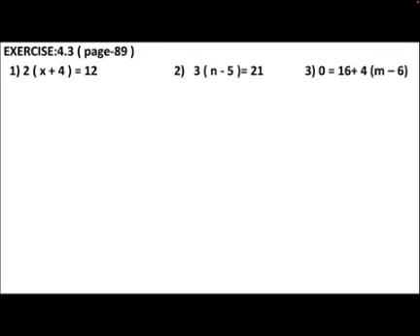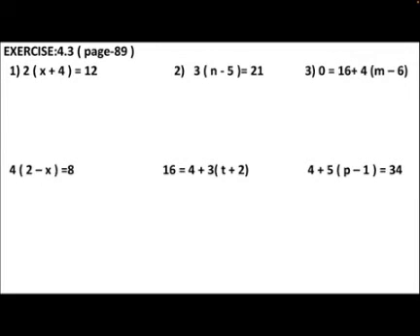In exercise 4.3, we have these problems. Let's see how to solve them. I am using transposing elements, children. Now first I am going to shift 2. How? x + 4 = 12 divided by 2. Why? Because here it is 2 into (x + 4), which is the same as 2 into x + 4, children.